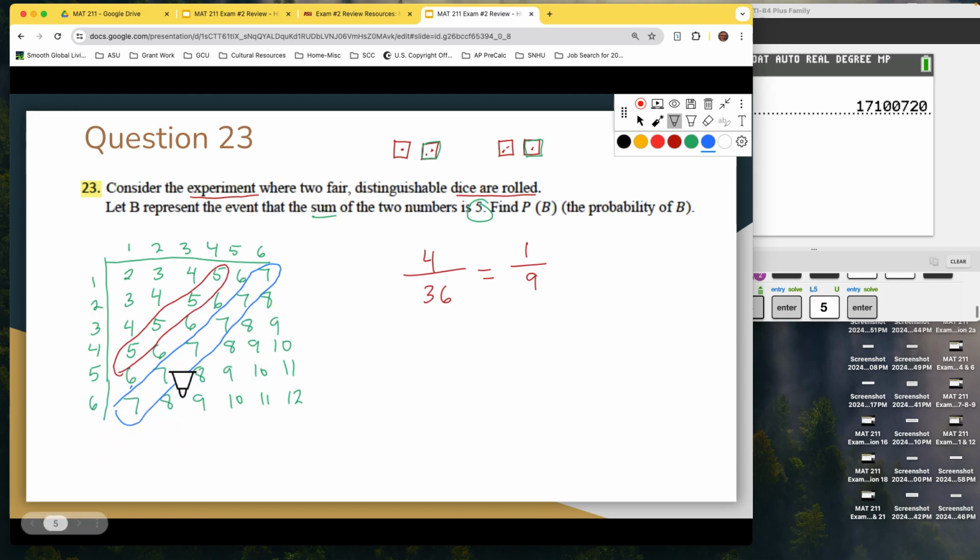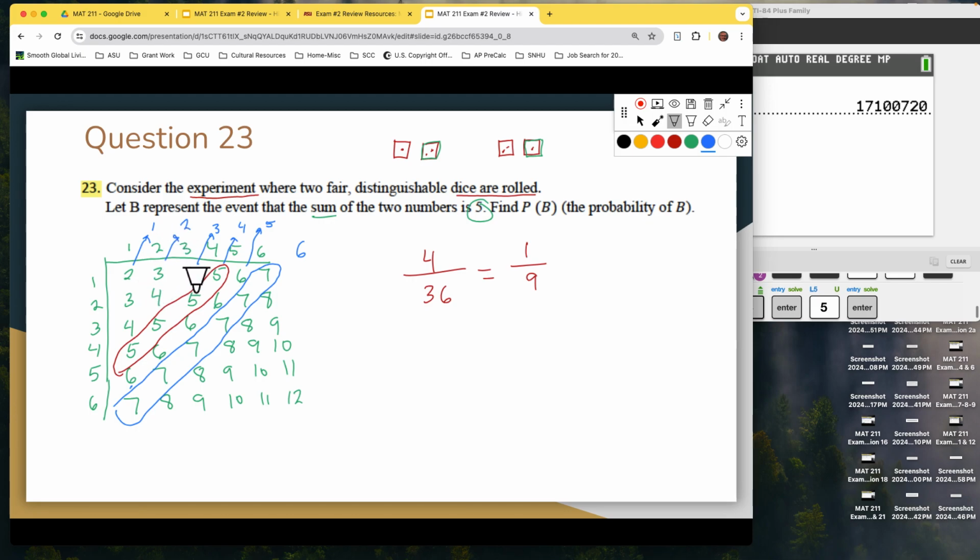7s can happen 1, 2, 3, 4, 5, 6 different ways. And then 6s, 1, 2, 3, 4, 5. 6s can only happen in 5 ways. And we saw 5s happen in 4 ways. So just like you made this, you incremented up. And if you come off the 7s, you increment down. 4, there are 3 ways to get a 4. There are 2 ways to get a 3. And there is 1 way to get a 2.